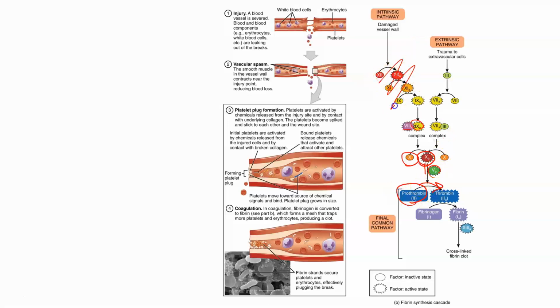Okay, I'm not going to require that you memorize all of this. We'll save that for medical school if you ever go. But I do want you to at least know this final common pathway of how fibrin is made. Prothrombin to thrombin, that turns fibrinogen into fibrin. Okay, can you do that? Can you handle that? I hope so.